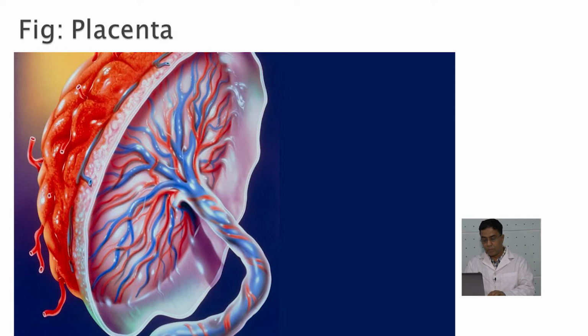Fetal surface is smooth, covered entirely by the chorionic plate. The umbilical cord is attached to its center. The large arteries and veins, the chorionic vessels, converge towards the umbilical cord. The chorion is covered by the amnion.